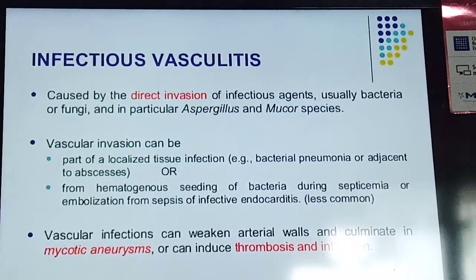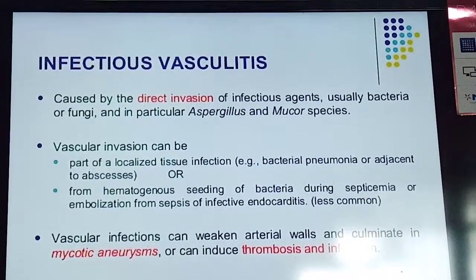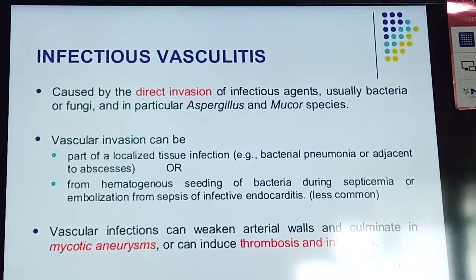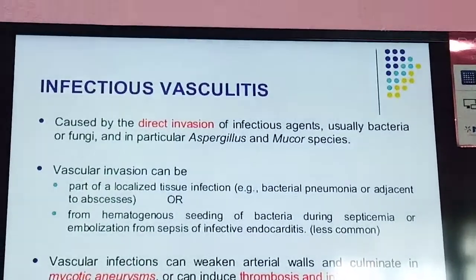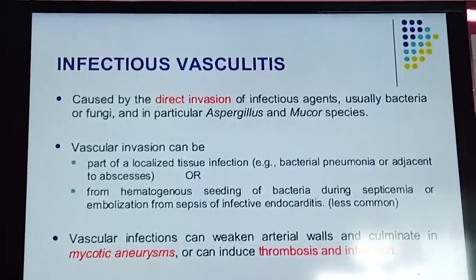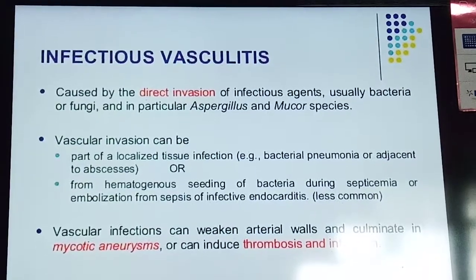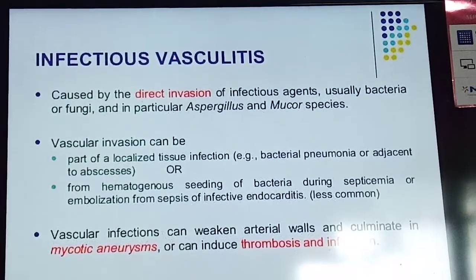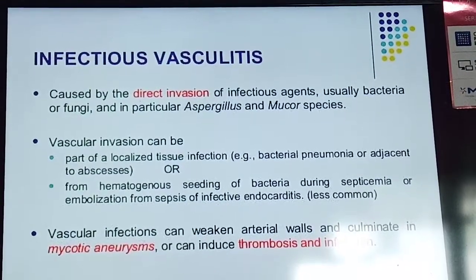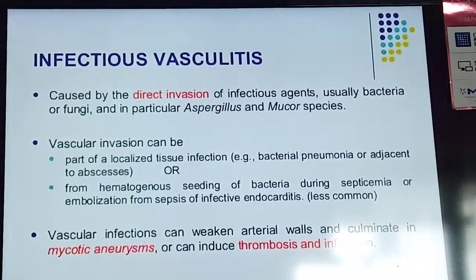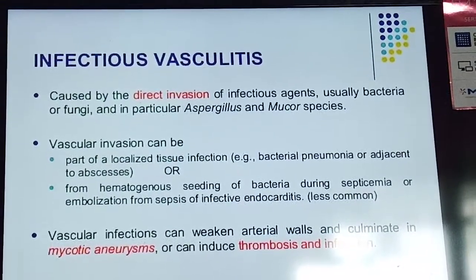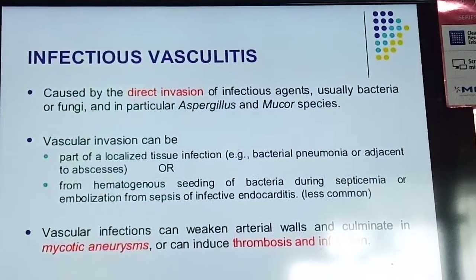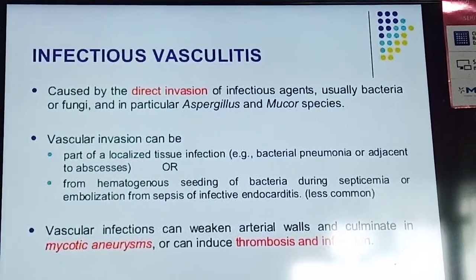The vascular invasion can be part of a localized tissue infection like bacterial pneumonia or an adjacent abscess, or from hematogenous seeding of bacteria during septicemia. Embolization from sepsis or infective endocarditis may occur. So these are the different routes of infection that may lead to infectious vasculitis. Vascular infection can weaken arterial walls and ultimately lead to the formation of mycotic aneurysm, and can induce thrombosis and infection. So these are all about vasculitis, like infectious vasculitis and non-infectious vasculitis.